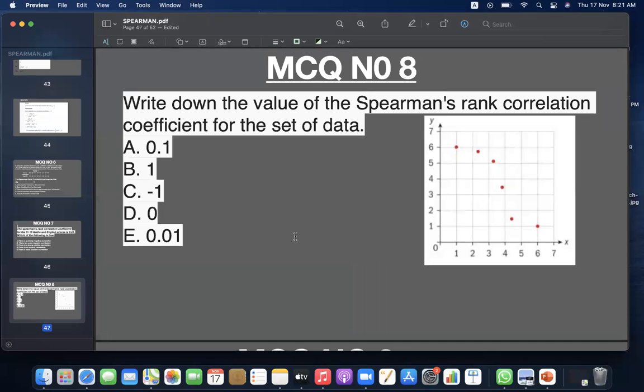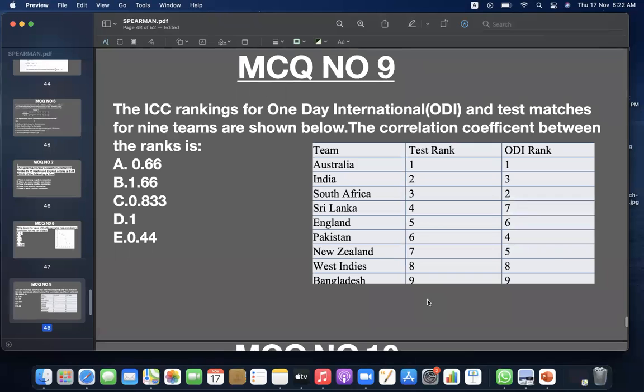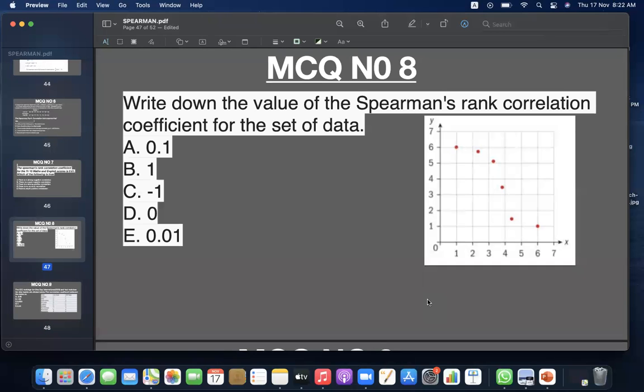MCQ number 8. Write down the value of the Spearman's rank correlation coefficient for the set of data. A, 0.1; B, 1; C, -1; D, 0; E, 0.01. It's C, -1.